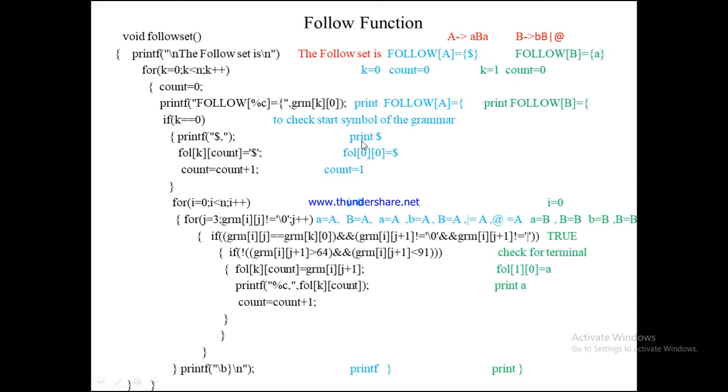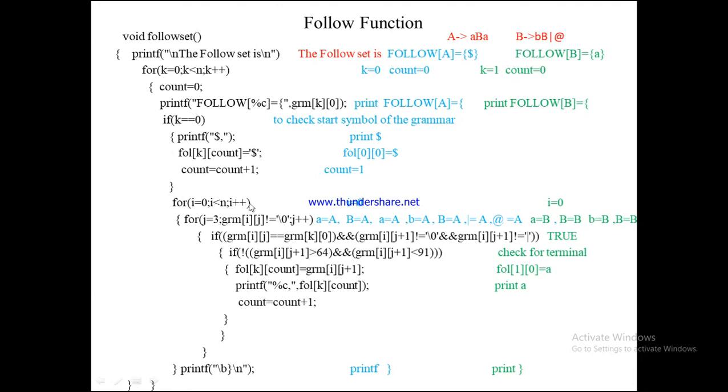We'll see that. So print the dollar, and I am considering the follow[k][count], that is follow[0][0], as dollar. We are storing that because we will use all of them in the construction of the parsing table. Otherwise we would have printed it and kept quiet, but since we are using it again for the construction of the parsing table, we have to store follow[0][0] equal to dollar. Now count will be incremented by 1. So this if condition is over.